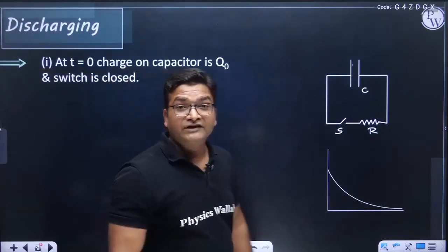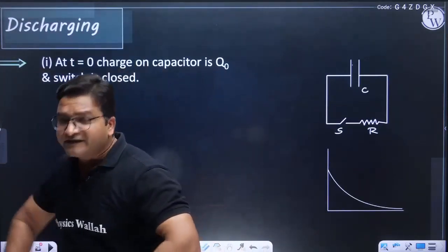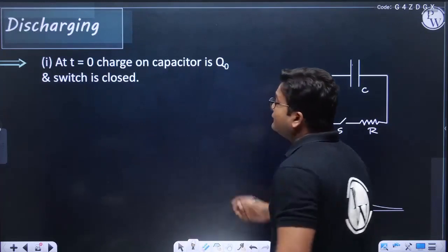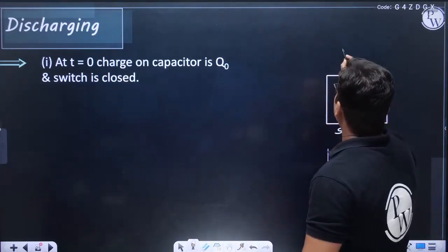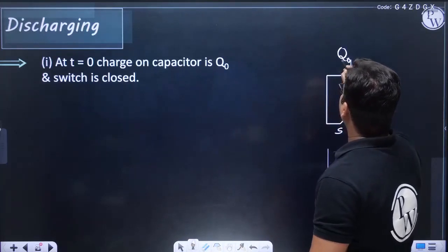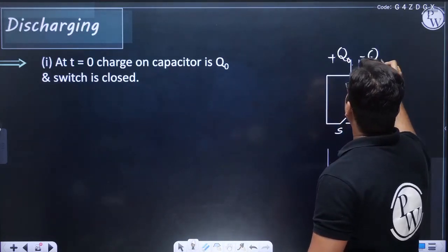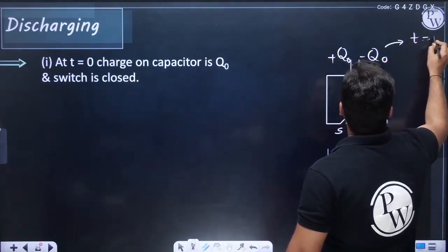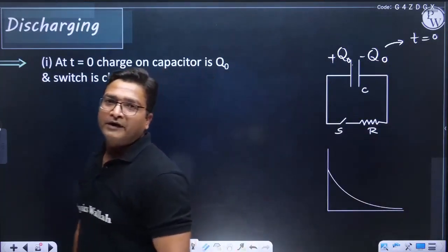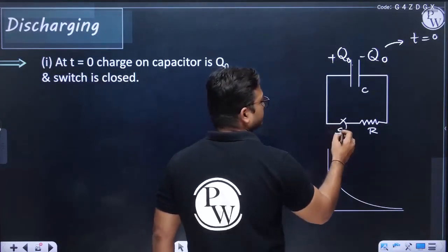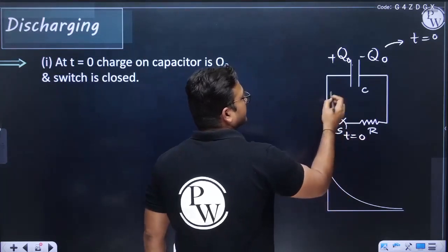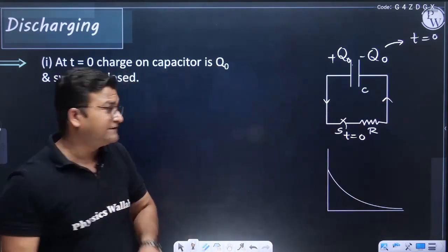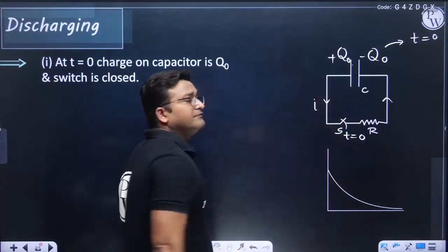Then we will discuss discharging of a capacitor. Obviously, discharging will take place after charging. So initially I have assumed at t equals 0, the charge on the capacitor is Q naught. So on one plate we have plus Q naught, on the other plate we have minus Q naught. But this charge is at t equals 0 initially. As I close this switch at t equals 0, the charge begins to leak through this path, and the flow of charge is termed as current. So charge begins to leak.